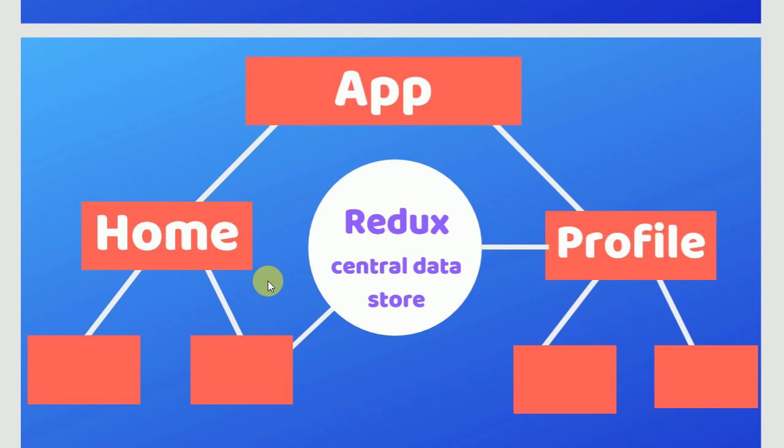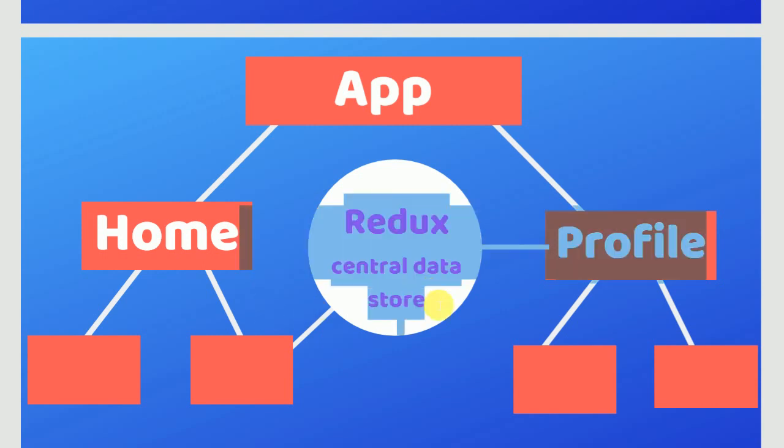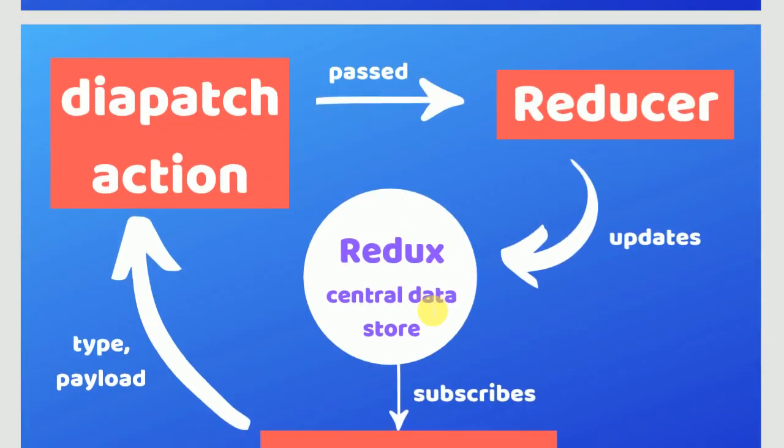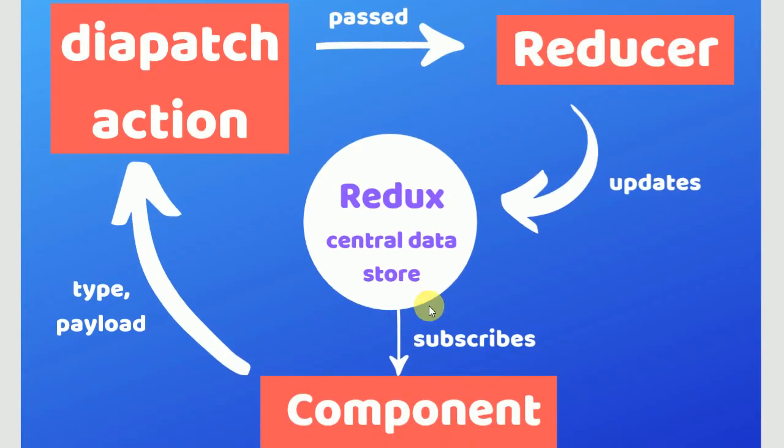Okay. Now let's say you want to update the central data store. Now the update is not that straightforward. Updates follow a little cycle. Let me show you that cycle. This is a cycle which we need to follow in order to update the central data store, or update the central data state. You can call it whatever you want. Okay, so let's see what that little cycle is.